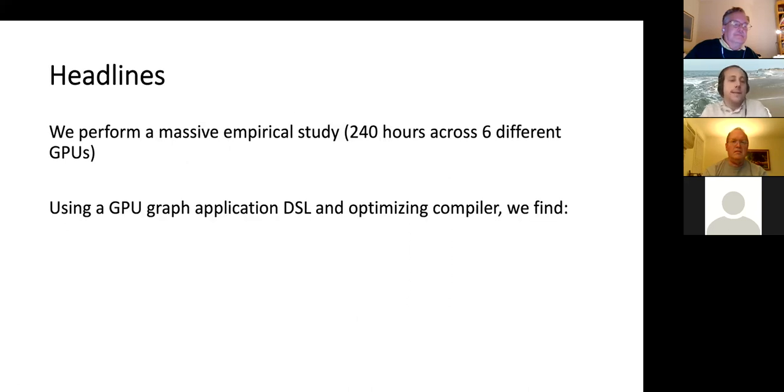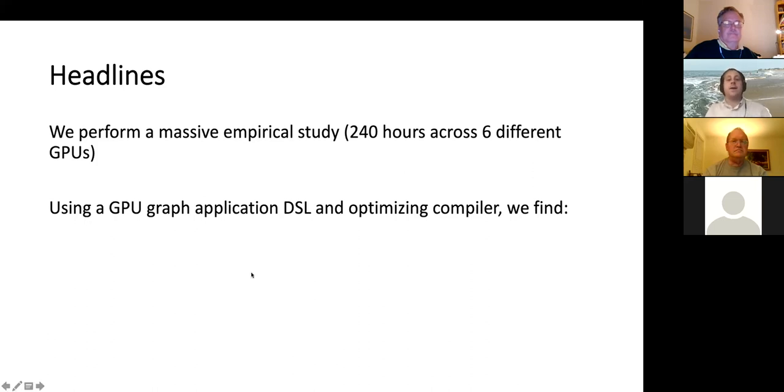And what we did is we actually made an effort to make this portable across many different GPUs. I know a lot of people just think GPU means NVIDIA, but actually there are more mobile GPUs out there than there are NVIDIA GPUs. We wanted to be able to target those. So we performed a massive empirical study. This is 240 hours across six different GPUs.